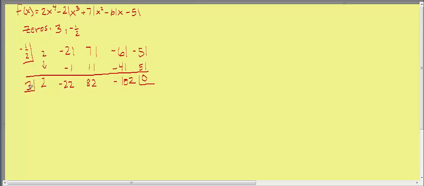So now I'm going to use 3, and I'm going to drop the 2, and I have 3 times 2 is 6, add it to negative 22, and I get negative 16. 3 times negative 16 is negative 48. Add it to 82, and I get 34. 3 times 34 is 102, just what we were looking for. We get 0.